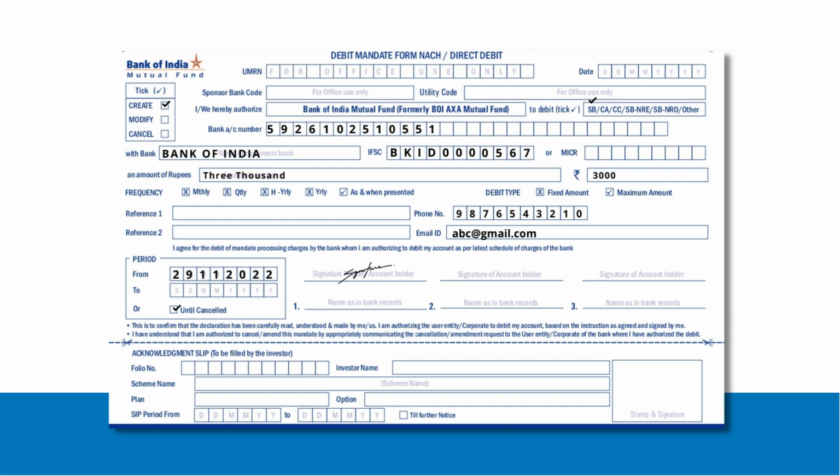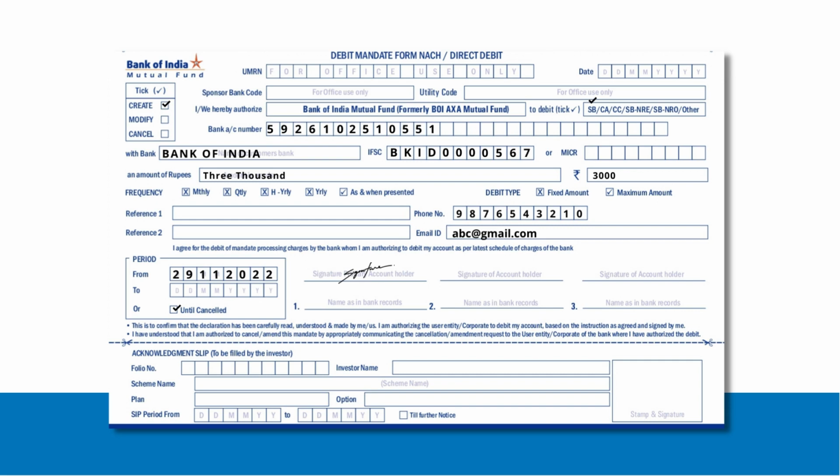MM/YYYY format. For example, if the applicant wishes to start a 3-year SIP from November 2022 to October 2025, then the period format would be 11/2022 to 10/2025. If the applicant doesn't wish to enter an end date, then tick on until cancelled. Then the applicant needs to sign in the given space as indicated in the video.